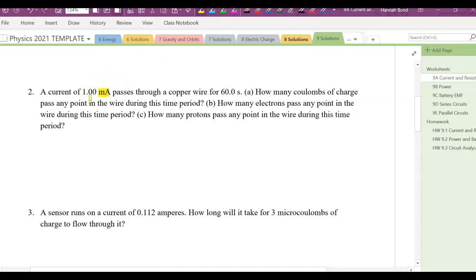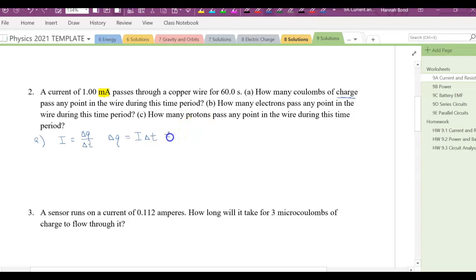So this 1 milliamp of current is passing through a copper wire every 60 seconds. The first thing we want to figure out is how many coulombs of charge are passing through a point in the wire during that amount of time. Well, I'm going to start with the relationship we've just seen, that the current equals the net charge divided by the elapsed time. Now here it looks like we're solving for the charge, so I'm going to get delta Q by itself. The net charge would be the amount of the current times the elapsed time.